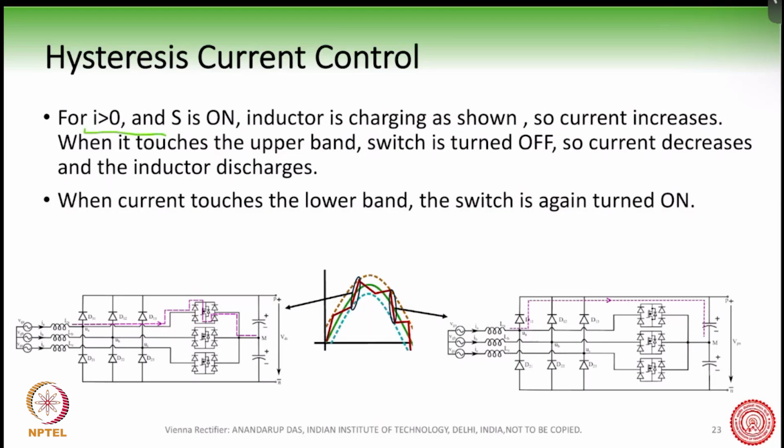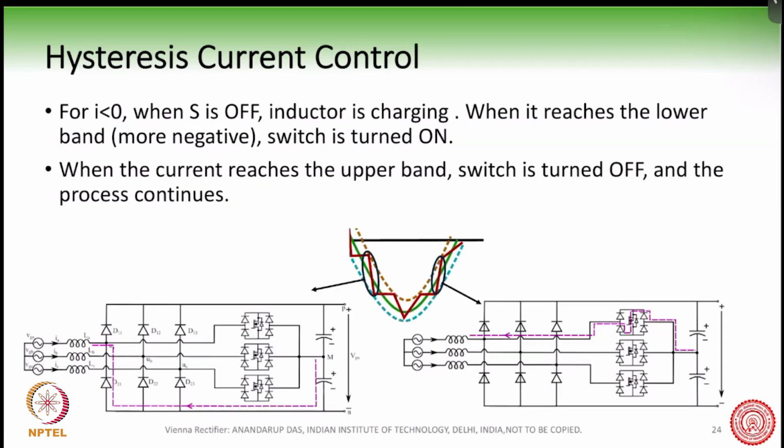So we have shown here how the current behaves. When the switch S is on in the positive half of the AC cycle, the inductor is charging up here, and when you turn off the switch, the inductor will discharge. So this is the place where the inductor discharges, and you can follow the analysis that we have shown. The switch is turned off, so the current decreases and the inductor discharges. The current goes down to the lower band and the switch is again turned on. So this is the principle of hysteresis current control.